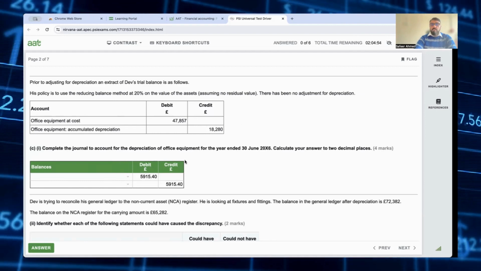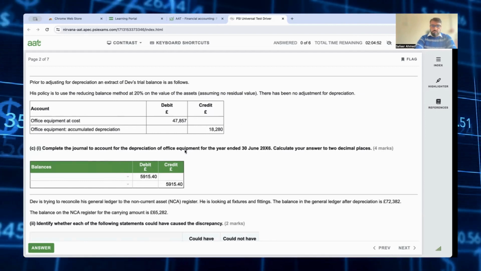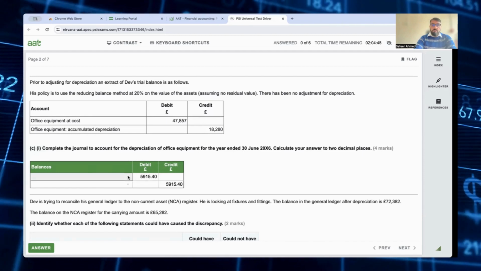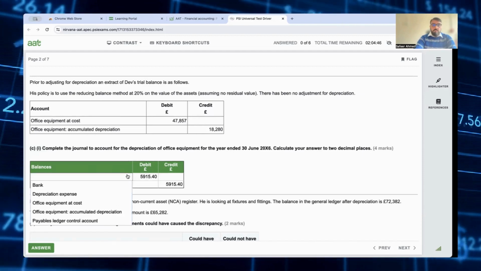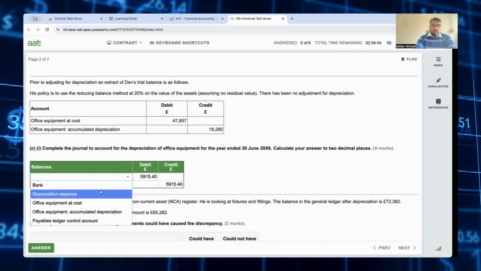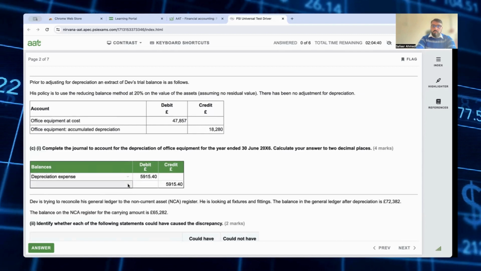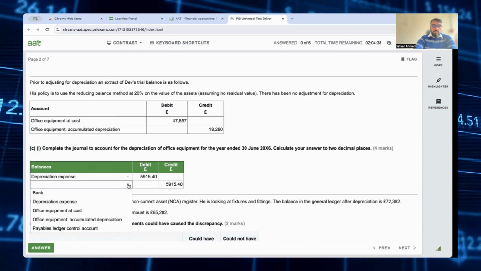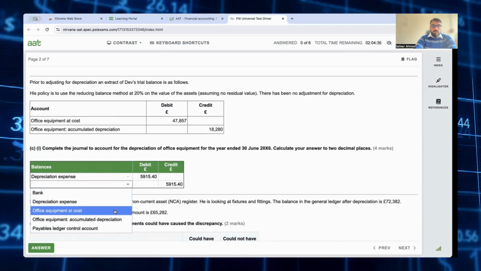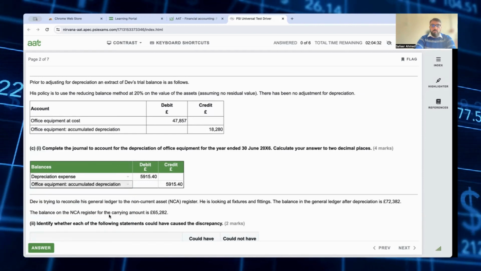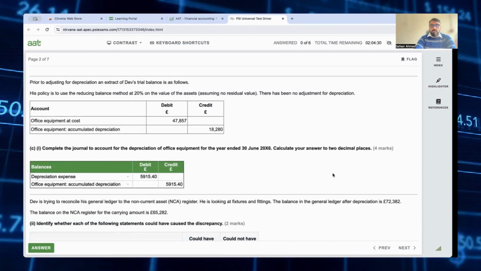But in relation to the depreciation charge, what is debit and what is credit? Depreciation expense is debit. They can use the word depreciation expense or depreciation charge for the year. So this is depreciation expense debit and accumulated depreciation, which is, remember, office equipment. So office equipment accumulated depreciation credit.